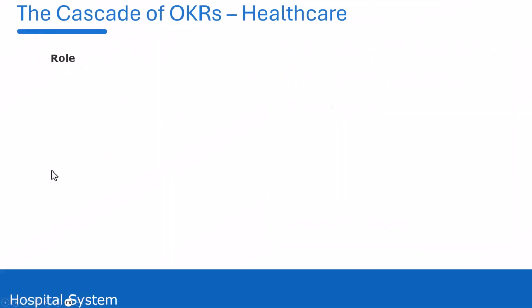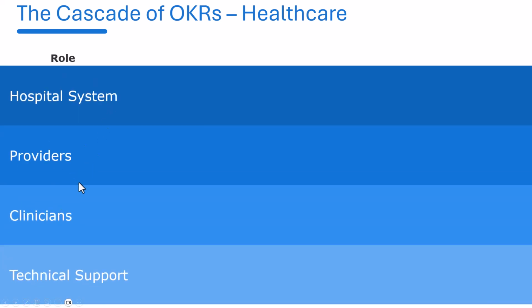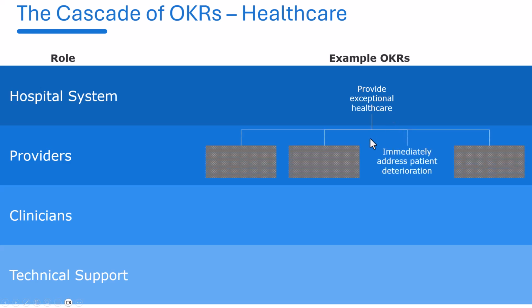So imagine this. Imagine if we think of the different roles in a healthcare system, from the overall system to providers, clinicians, and technical support. At the top of the house, we might have a strategic objective like provide exceptional healthcare. To do that, there's a number of things that the providers need to do, one of which is to immediately address patient deterioration. Now, to immediately address patient deterioration, there's a bunch of things that clinicians need to do, one of which is detect that deterioration immediately.